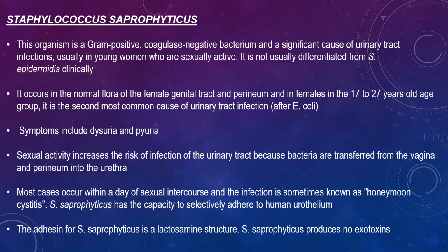Symptoms include dysuria and pyuria. Sexual activity increases the risk of infection of the urinary tract because bacteria are transferred from the vagina and perineum into the urethra. Most cases occur within a day of sexual intercourse, and the infection is sometimes known as honeymoon cystitis. So S. saprophyticus has the capacity to selectively adhere to the human urothelium. The adhesin for S. saprophyticus is a lactosamine structure, and it produces no exotoxins.